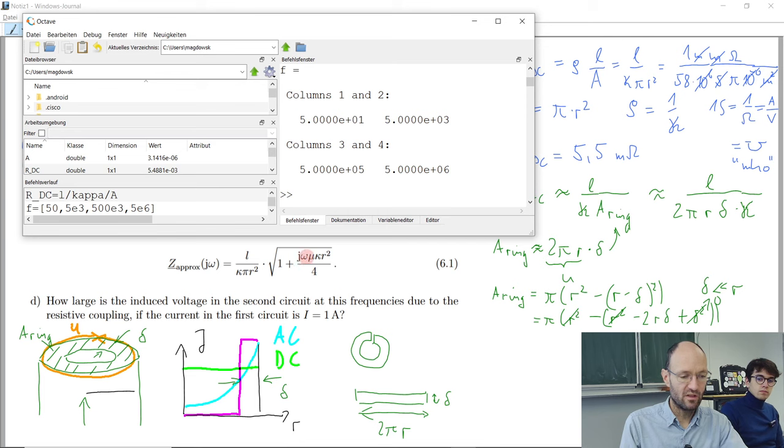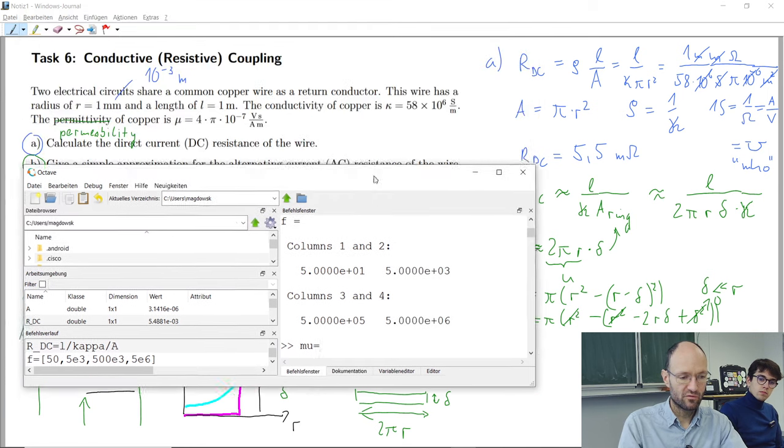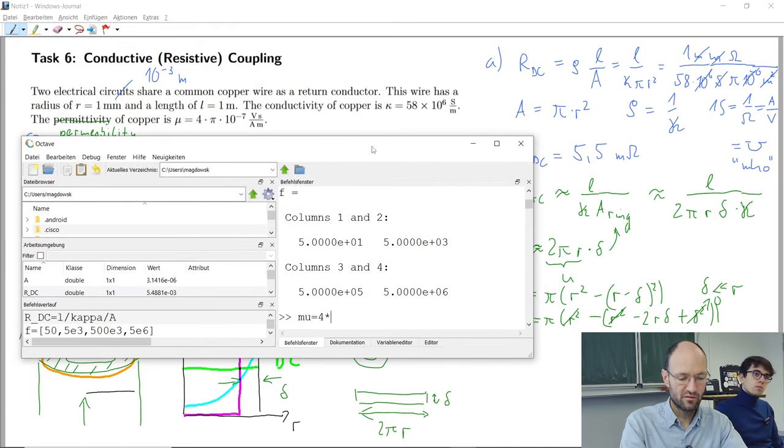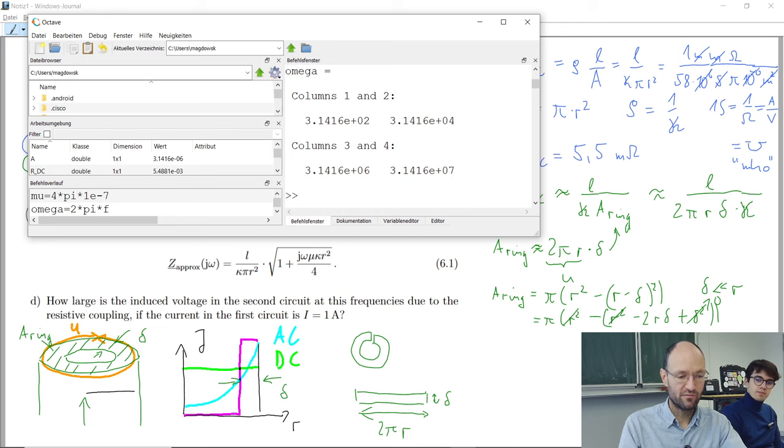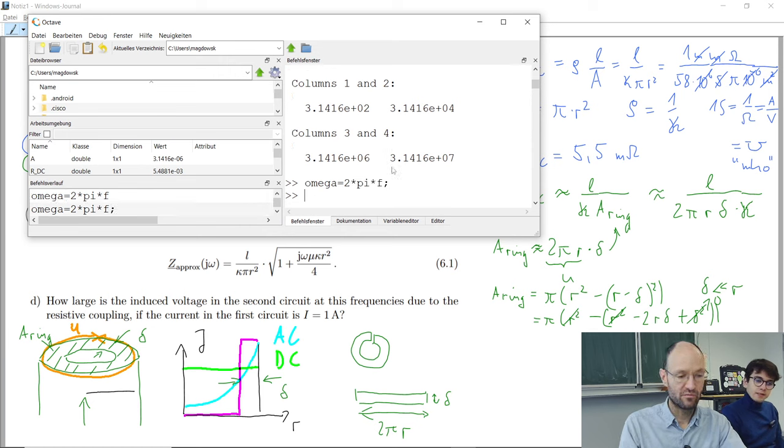Then in this formula, I also need the mu, and mu is also given in the exercise task. It's 4 times pi times 10 to the power of minus 7. So we get this typical value here. And we need our angular frequency omega. So how to calculate omega? 2 times pi times f. And of course, we also get 4 values for our omega there. And maybe I should always suppress the output here.